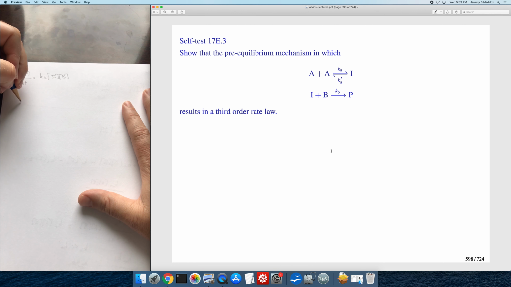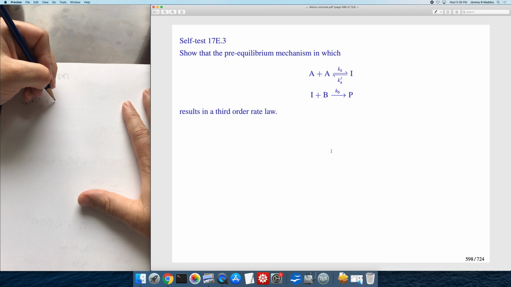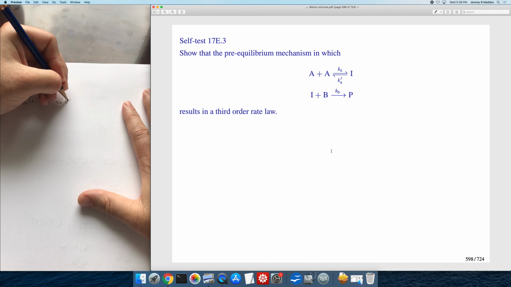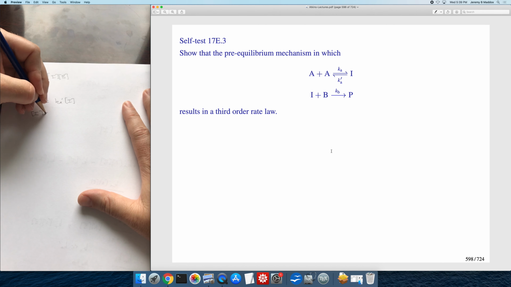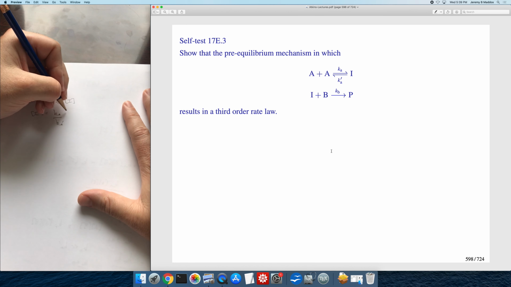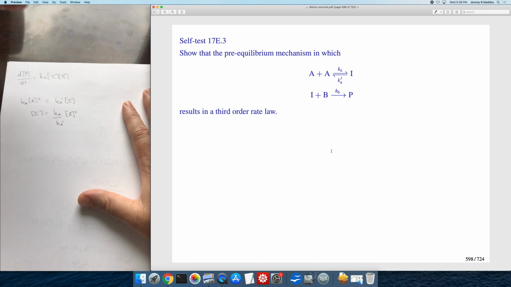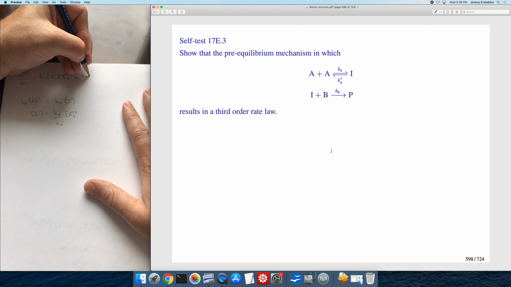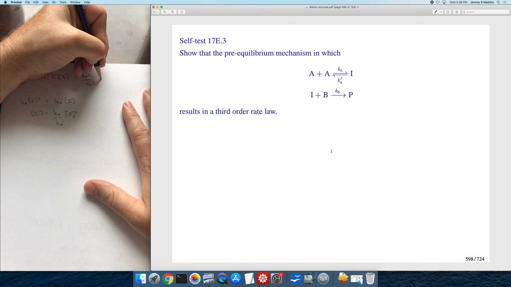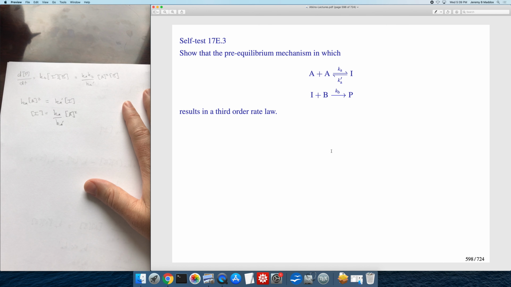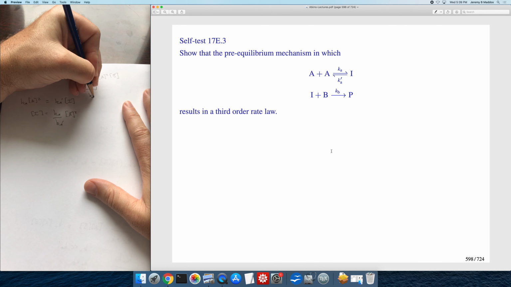And so going back to that first step, we'll say that the forward rate, Ka A squared, is equal to the backward rate, Ka prime I. And then we can use this to find the concentration of the intermediate once the pre-equilibrium is established. And then that gets substituted back into here. And we wind up with A squared B, which is indeed a third order overall rate law. And this is the effective rate constant, Kr.